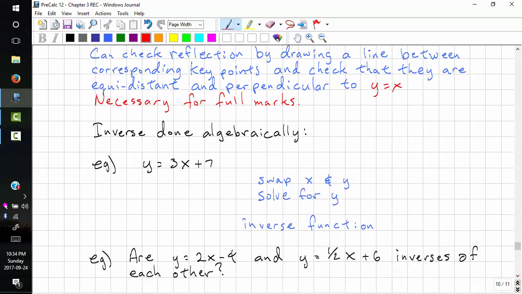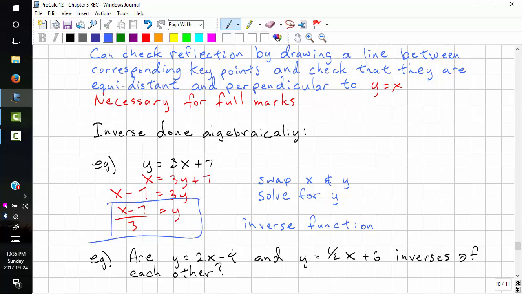And of course, we're interested in doing the inverse algebraically. So how do we do this? We swap x and y. So x equals 3y plus 7. Then we solve for y. So x minus 7, positive 7 becomes negative 7 on the other side, and we divide both sides by 3. And put a box around your answer. And because this is linear, this is a function.